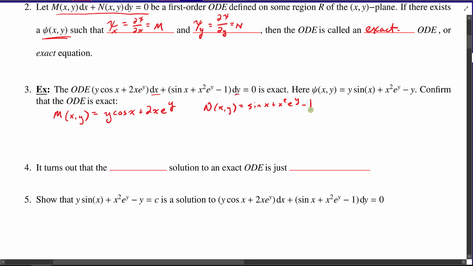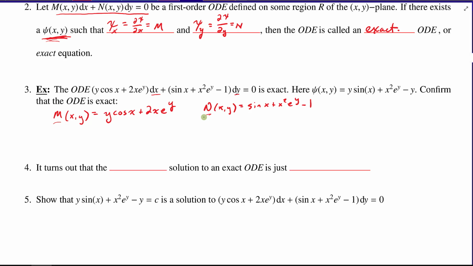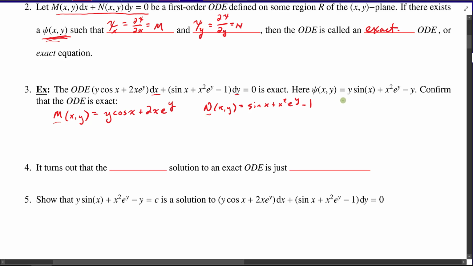Well, to determine whether or not this equation is exact, if we were going to check it on our own, we would have to come up with a multivariate function so that when we took the partial derivative with respect to x, we got M, and when we took the partial derivative with respect to y, we ended up with N. Okay? Well, that's actually a pretty challenging task. We'll learn how to do it in just a moment. But here all we're asked to do is to confirm that this ODE is exact when we're given some psi of x y. So let's first check.